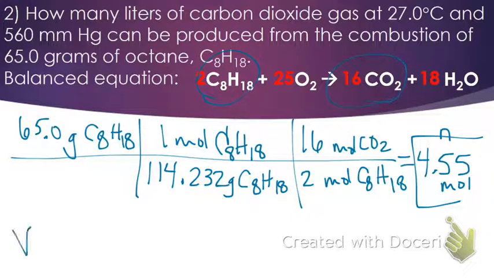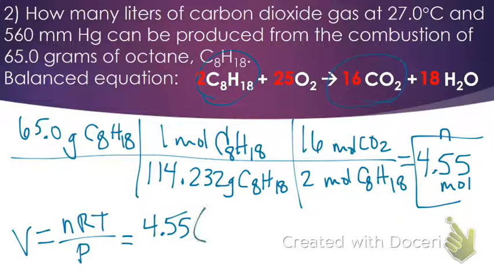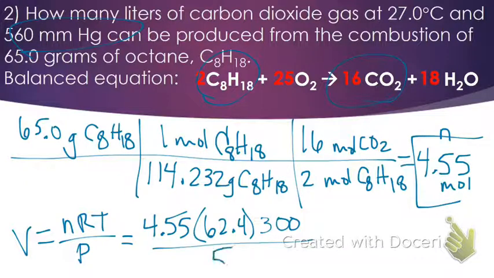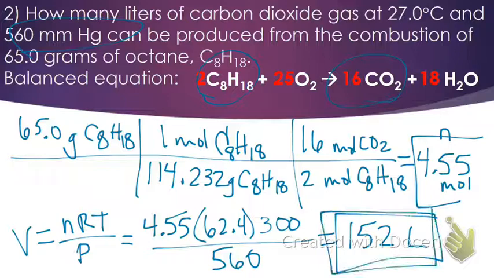We're still solving for volume, so that's going to be nRT over P. Here's my n I just found. My R is going to be 62.4 this time because my pressure is in mmHg. That temperature is 300. Just an even 300. I swear that's a 3. There we go. And then my pressure, 560. Multiplying and dividing, that gets me 152 liters as my final answer of CO2.